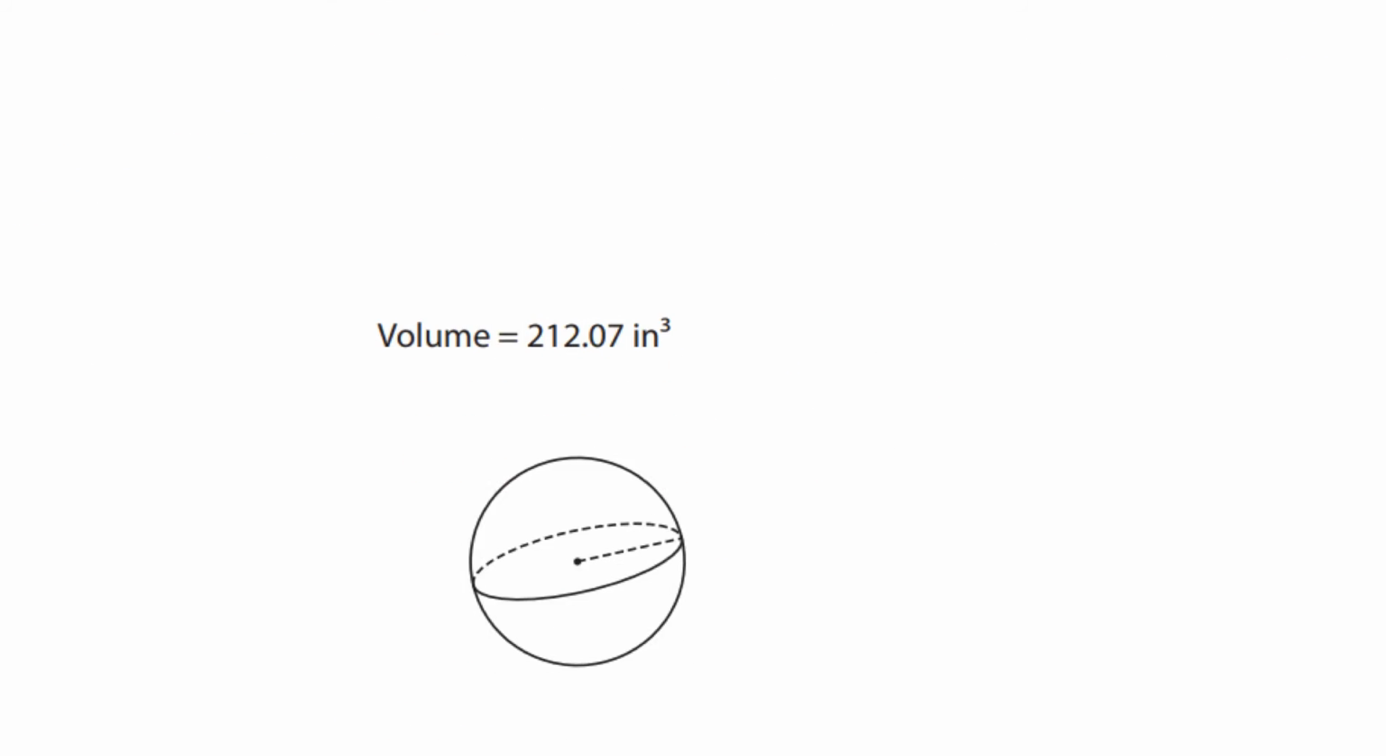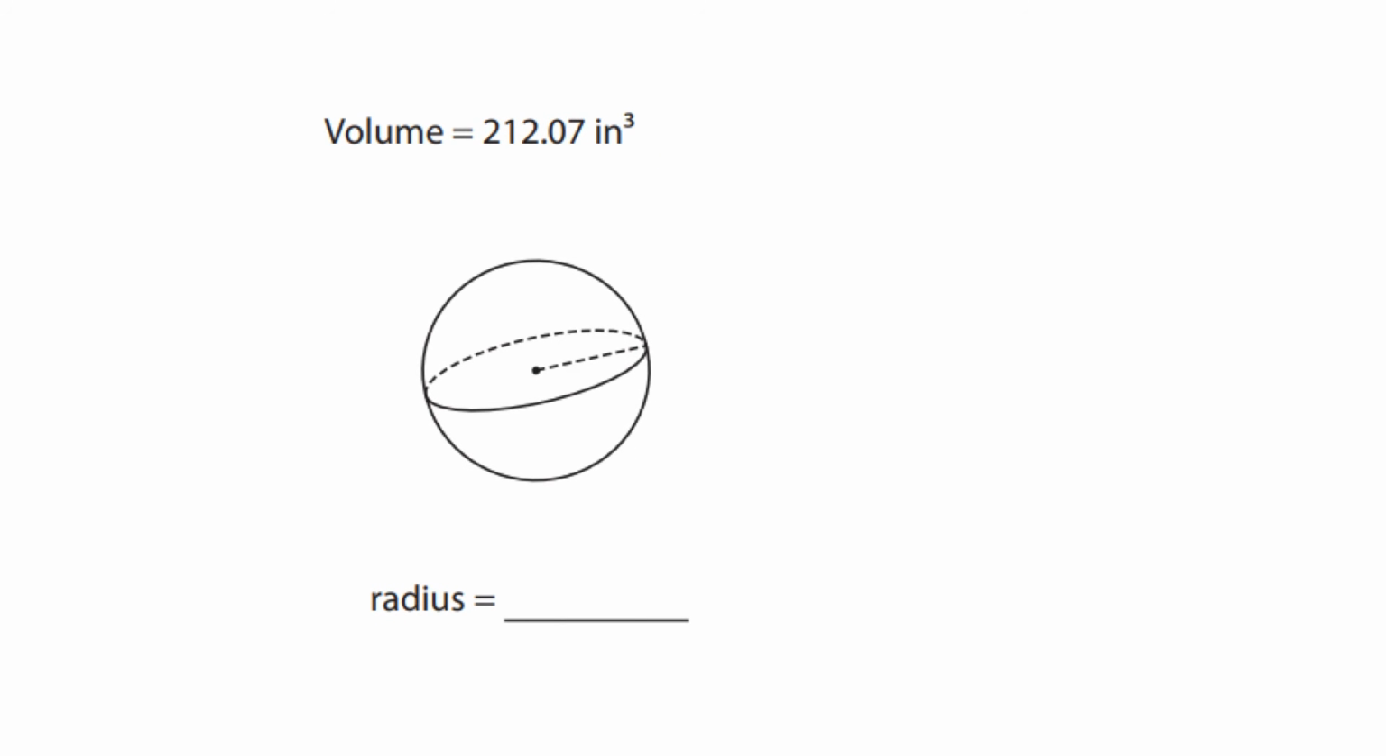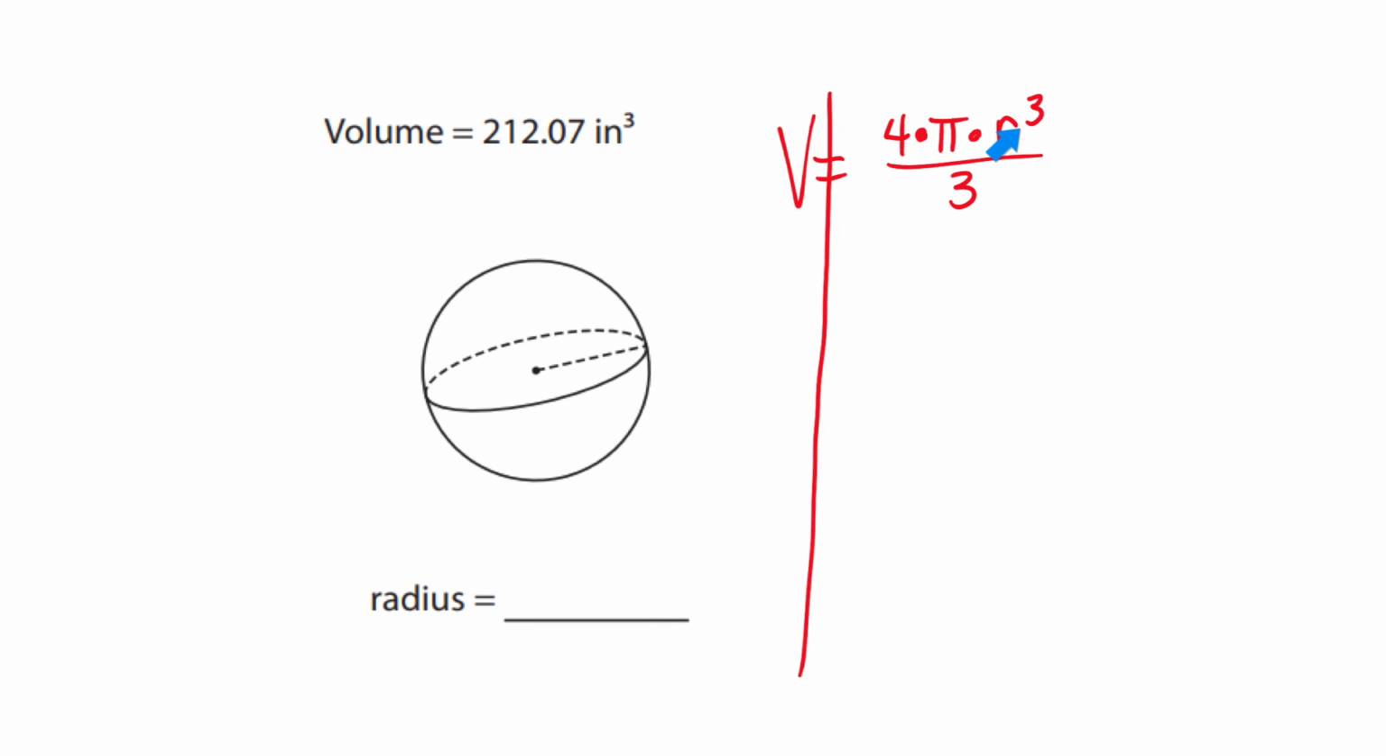Okay, now one more down here. It says that the volume is 212.07. So how do we find volume of a sphere? Okay, 4 pi r cubed divided by 3. So again, on this one, instead of knowing the radius and looking for the volume, I know the volume and I'm looking for the radius. So I'm going to plug in 212.07 for V. So 212.07 equals 4 times pi times r cubed divided by 3.